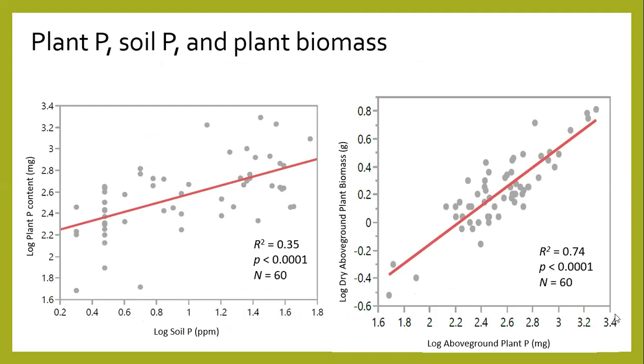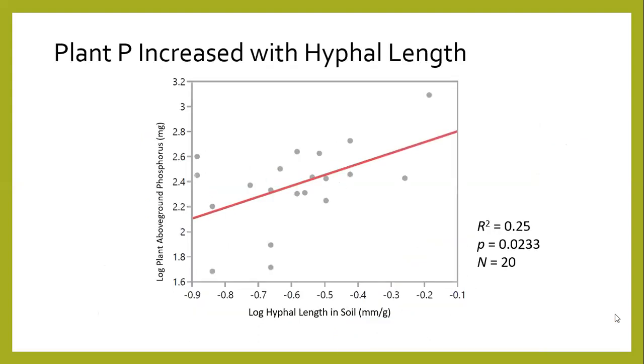So in the field, we also found relationships between plant P, soil P, and plant biomass. You can see that as soil phosphorus increases, so does plant P content. And then also as plant P content increases, so does the plant biomass. So this indicates that phosphorus could be limiting for blanketflower. And then we also have data showing that plant phosphorus increased with hyphal length in the soil. That's a good indicator that the hyphae are providing more phosphorus to the plant, since there's more biomass there for them to do that with.